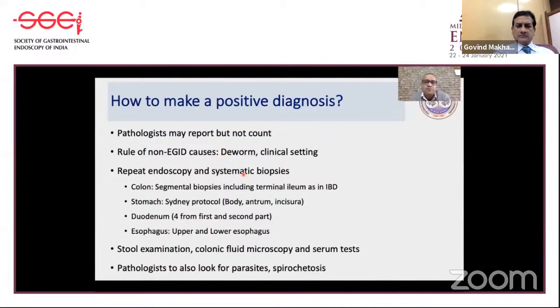Repeat the endoscopy if possible, do systematic biopsies for colon, segmental biopsies as one would do for inflammatory bowel disease. For stomach, use the Sydney protocol. For duodenum, 4 biopsies from the first and the second part, and from esophagus, from all areas of the esophagus. Also rule out other causes, do a stool examination, colonic fluid microscopy for protozoa, and serum tests to rule out infection. Pathologists should also look for parasites, spirochetes, and strongyloidosis in the biopsies which are available.